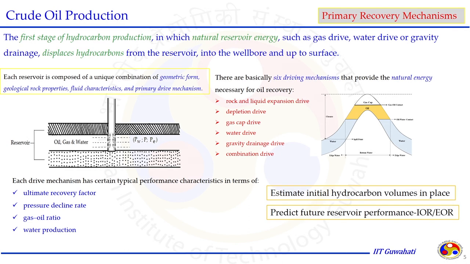The primary recovery mechanism is important to understand because it helps us to estimate the hydrocarbon reserve that is present in the reservoir domain. It also helps us to understand the future production profiles of the reservoir domain, at what rate the fluid can be produced in the future, as well as what type of EOR or IOR methods can be implemented in the reservoir domain to get better recovery of the oil.